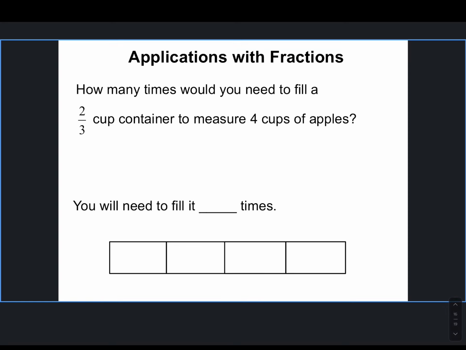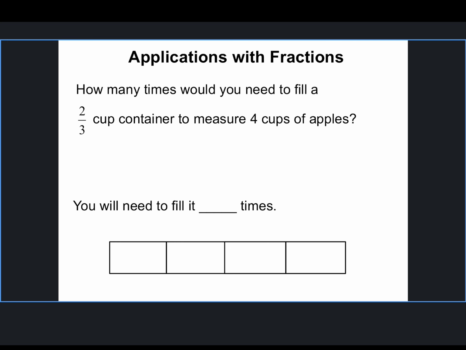Let's do an application or two. How many times would you need to fill a 2/3 cup container to measure 4 cups of apples? Whoa, hang on. We've got to divide 4 by 2/3.